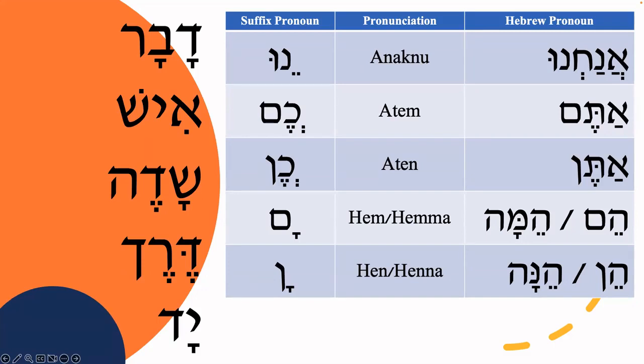All right, I'm going to go ahead and start with you, Robin. Go ahead and pick a word, same words we had before, but a different suffix pronoun now. So go ahead and put one together. Devarenu. Okay. What's a devarenu? Our word. That's right. Or our thing, something like that.